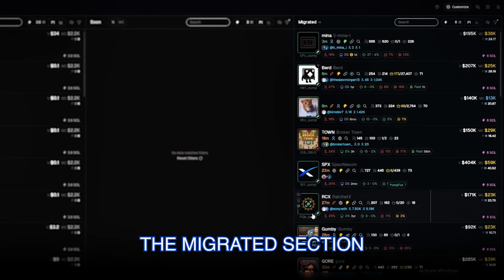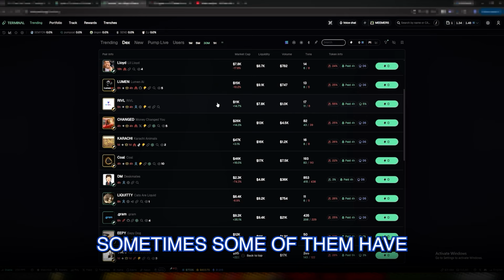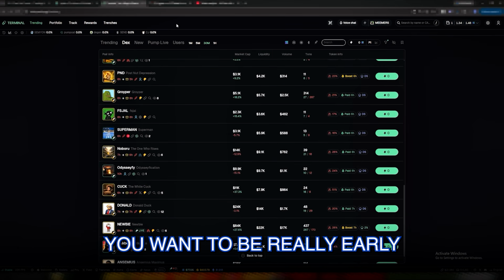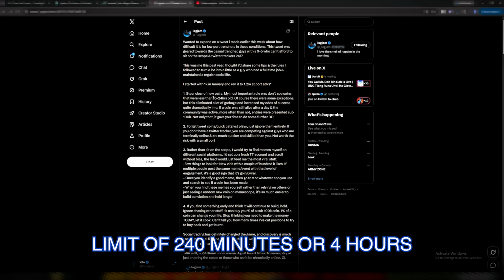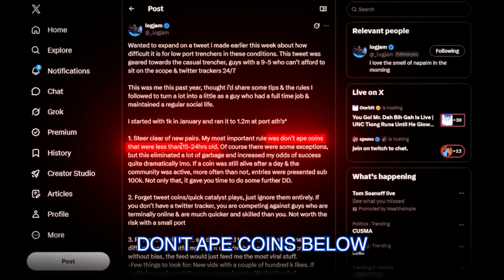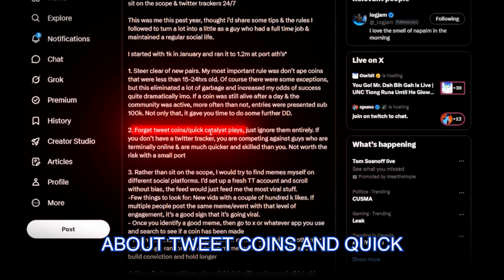You want to focus on the migrated section, and that's why I said look at the trending page that has DEX paid. Sometimes some of them have not bonded. That's okay, as long as the narrative is there. You want to be really early, or you want to be finding a bottomed out narrative. See, that's why we put the age limit of 240 minutes to 4 hours. His strategy is even longer. Don't ape coins below that 15 to 24 hour threshold. You guys want to forget about tweet coins and quick catalyst plays.